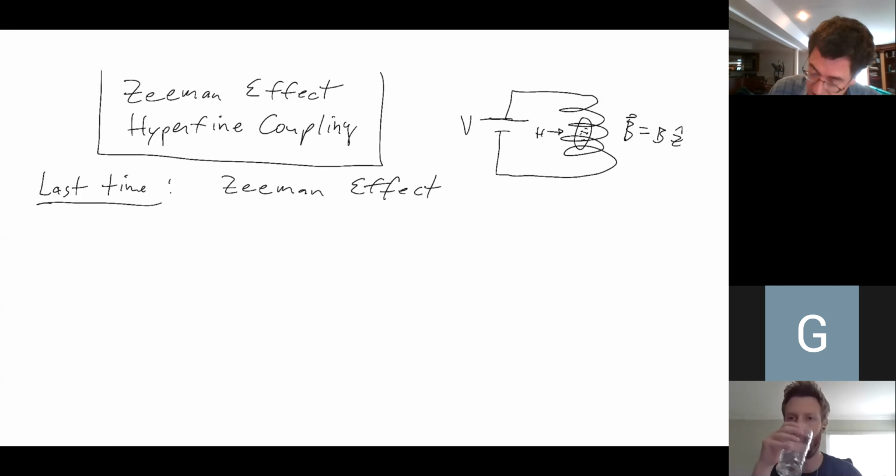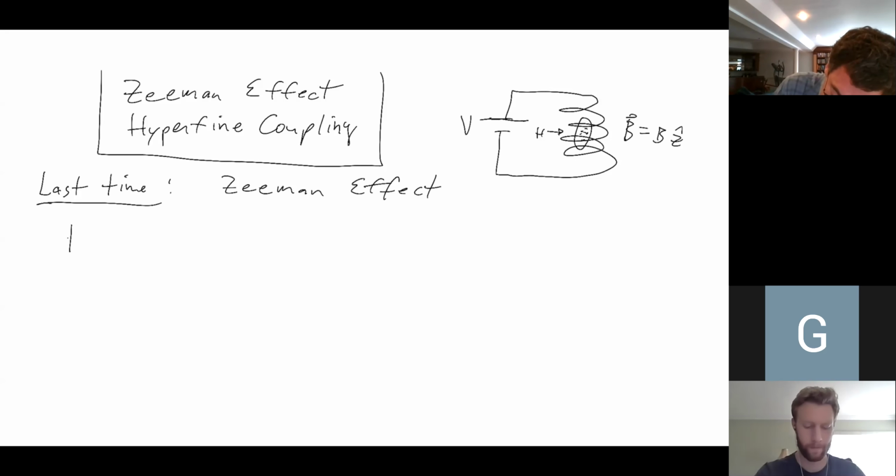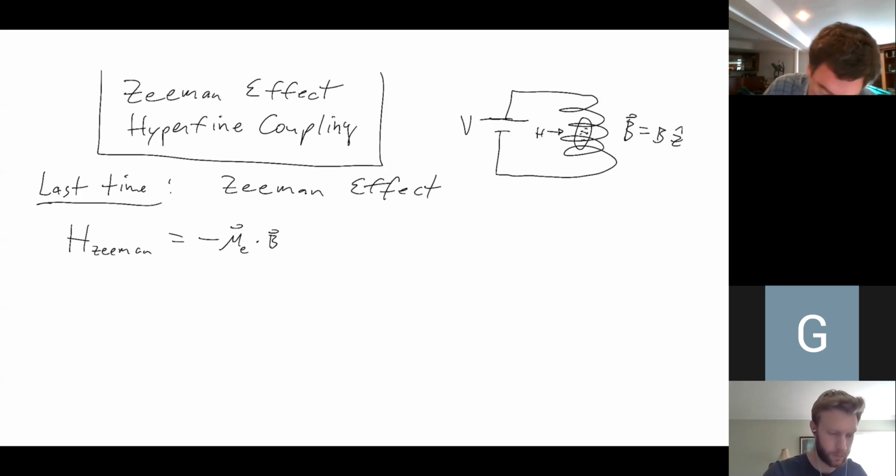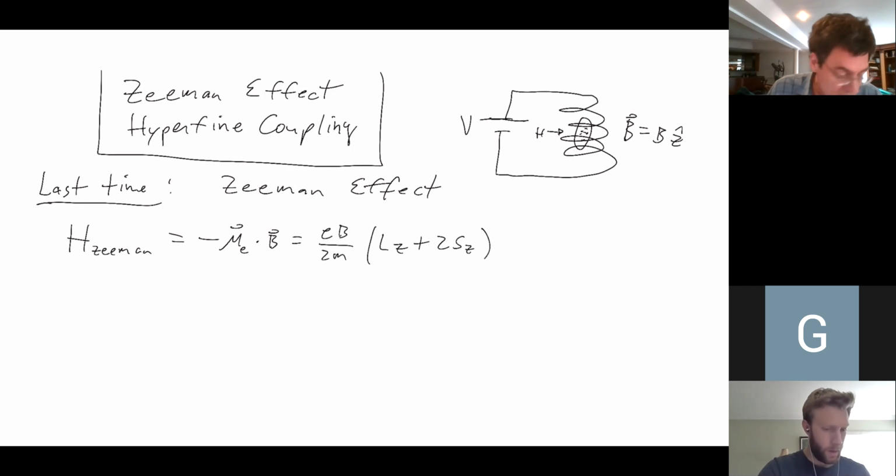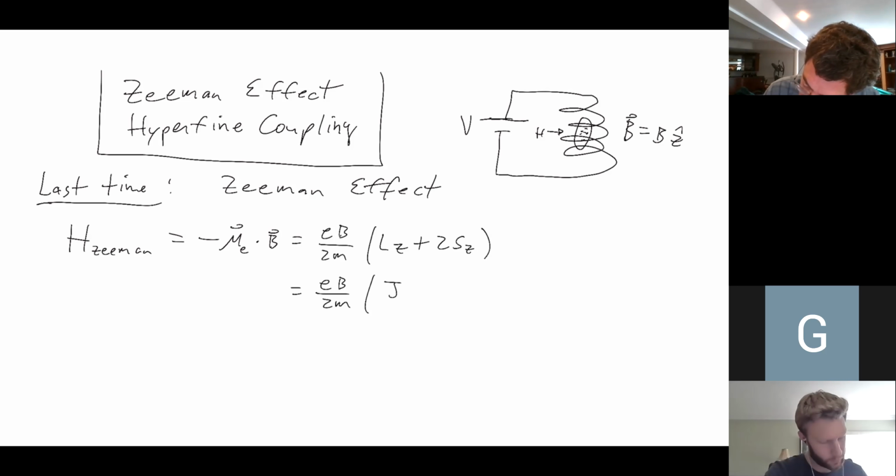And so we saw that the Hamiltonian for the Zeeman effect, which comes from just negative mu of the electron dot B, is equal to eB over 2m times (L_z + 2S_z), which we can also write, since sometimes it's convenient, as J_z + S_z. It's the same thing.